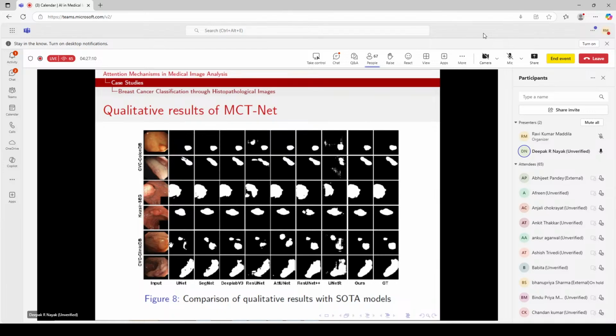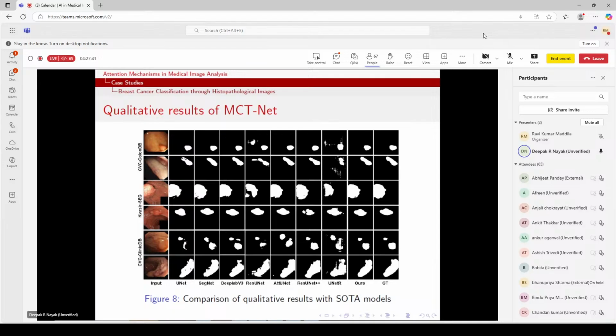Similarly, there are some cases where there can be multiple polyps, as I mentioned, and sometimes some of the polyps may be missed. If you look at this case, there are two polyps, and our model was able to identify both polyps along with the correct boundaries. But the other methods, in some cases, could not correctly identify whether there are two polyps or one polyp. Similarly, you can check the other one.